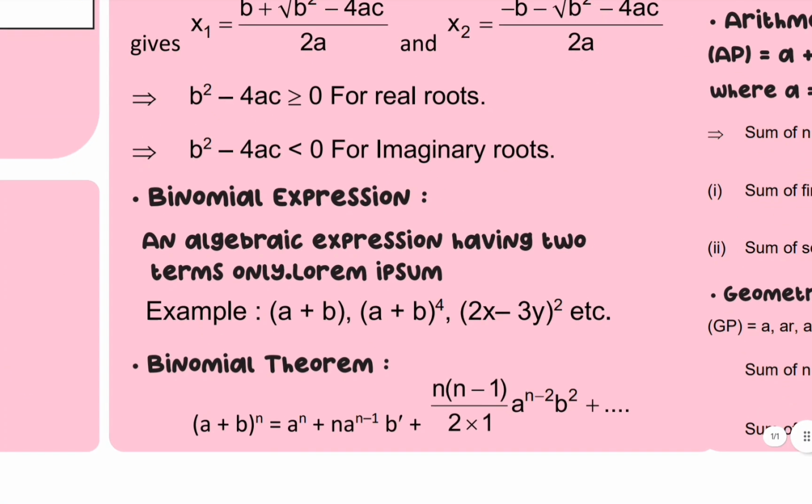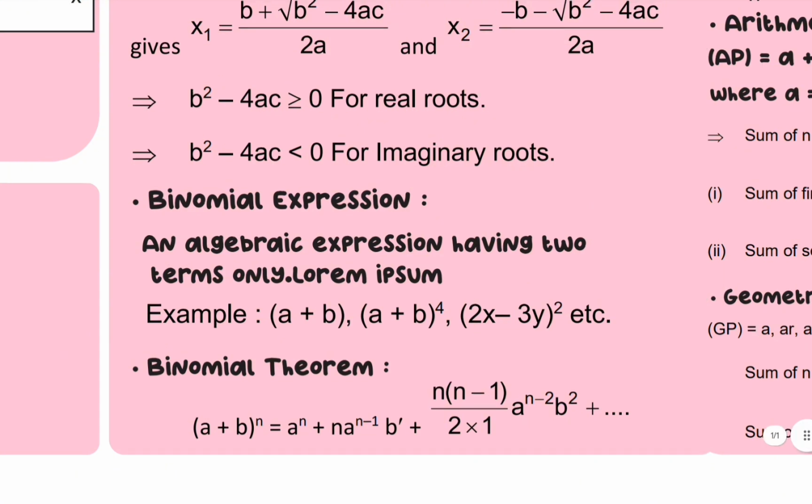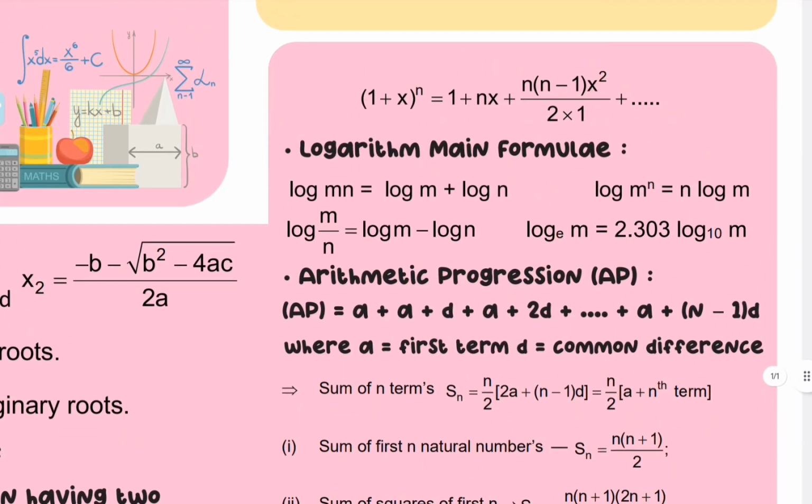The binomial expression: an algebraic expression having only two terms is called a binomial expression. And then we will have the binomial theorem here, and then the logarithm main formulas. Log of mn is equal to log m plus log n. Log of m raised to n is equal to n into log m, and log of m by n is equal to log m minus log n, and log of m with base e is equal to 2.303 log of m with base 10.